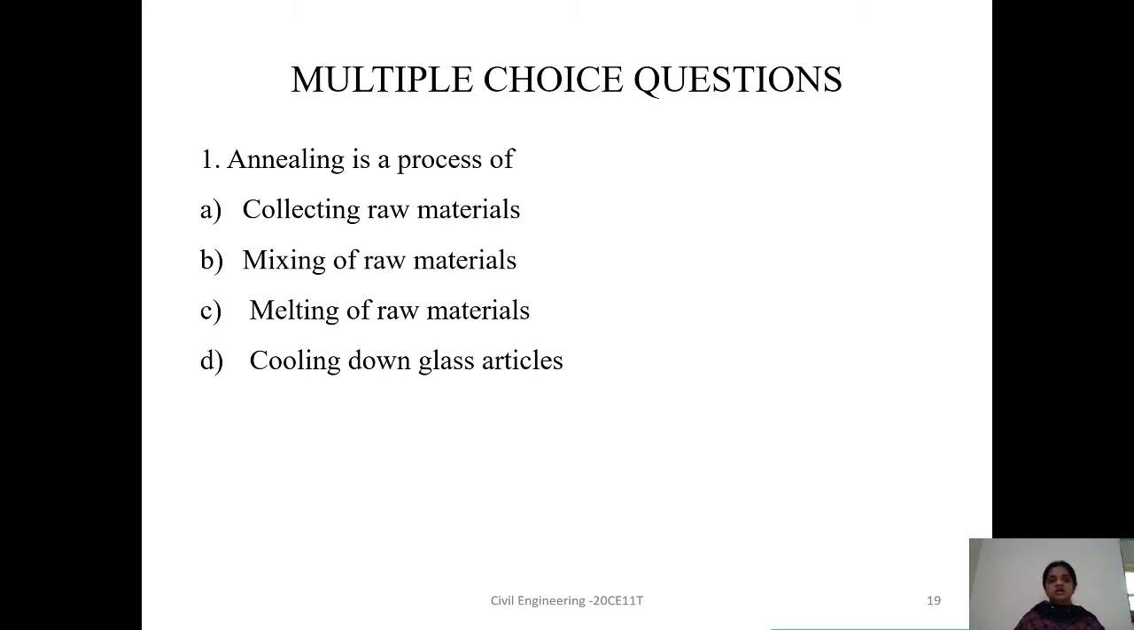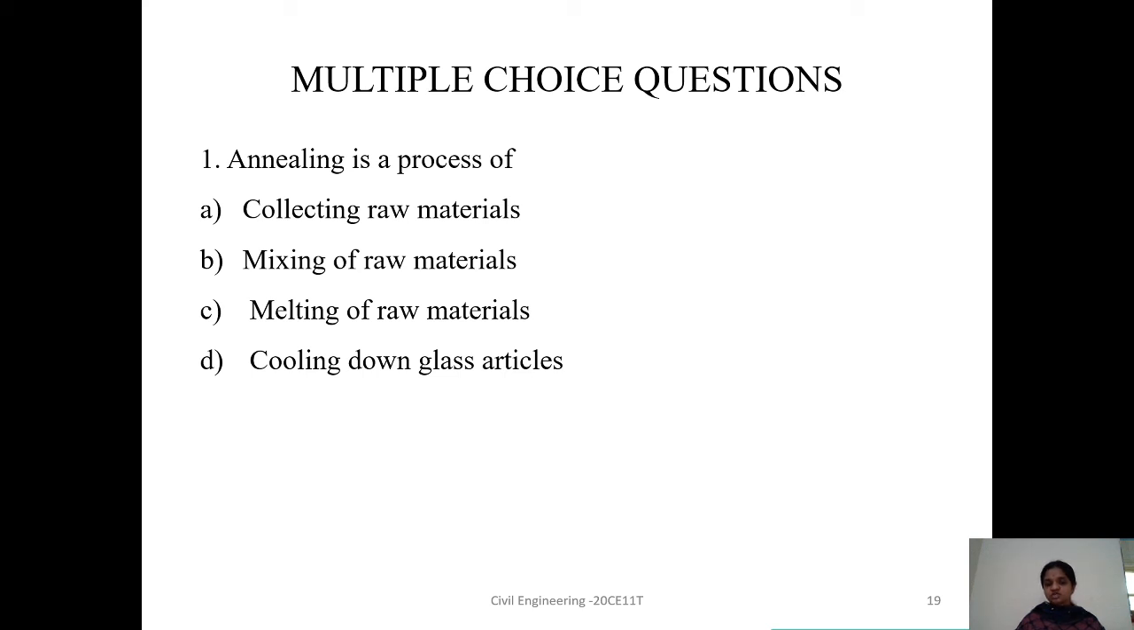First question is, annealing is a process of: collection of raw materials, mixing of raw materials, melting of raw materials, or cooling down glass articles. Collection of raw materials is a process called collection of raw materials, then mixing of raw materials, then melting of raw materials. Mixing of raw materials is known as preparation of batch. Melting of raw materials is where the fabrication takes place, and cooling down glass articles.